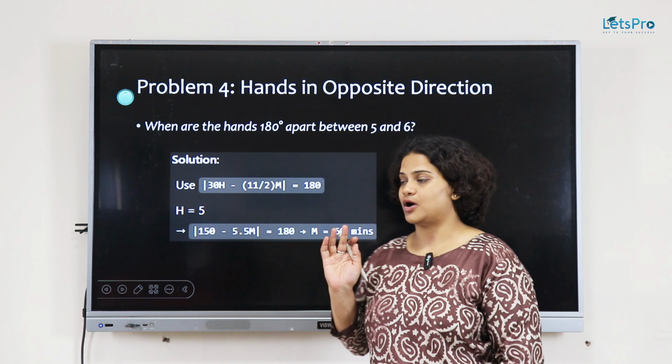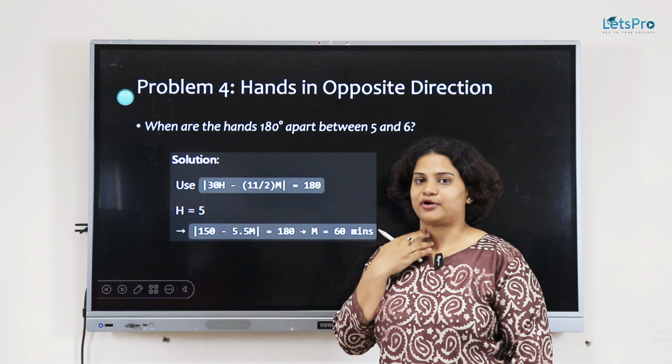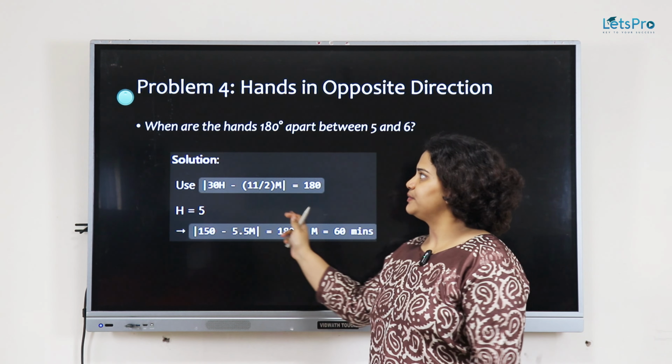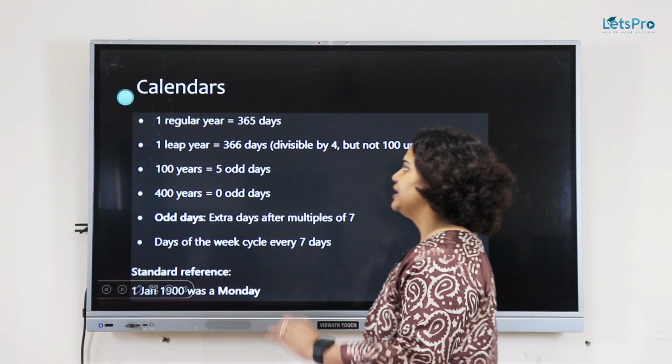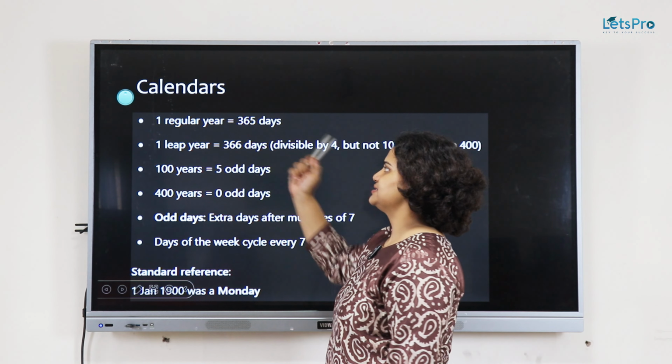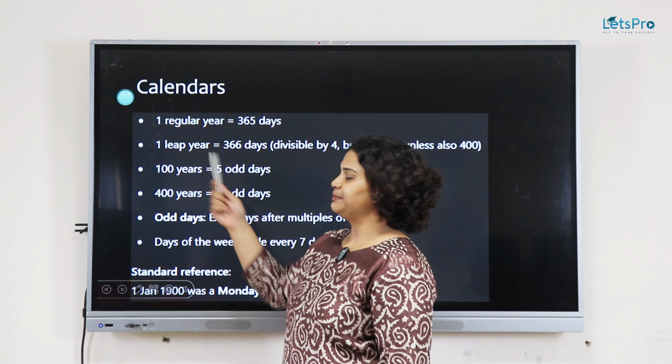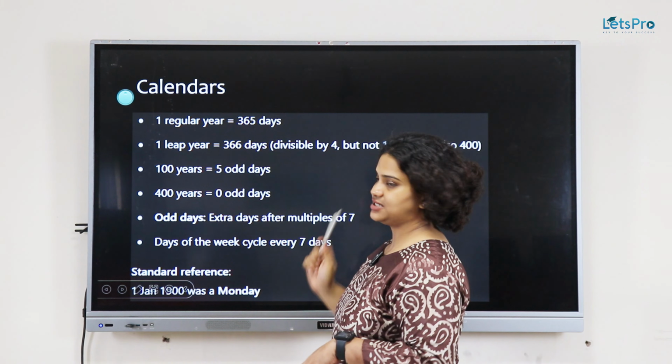Alright. So that's all about clocks. These are the only different types of problems that are there in clocks. Now we will quickly get into calendars. In a calendar, one regular year has 365 days. One leap year will have one extra day, which is 366 days.